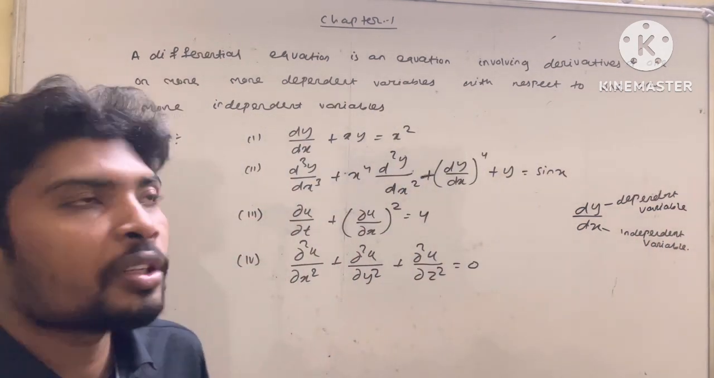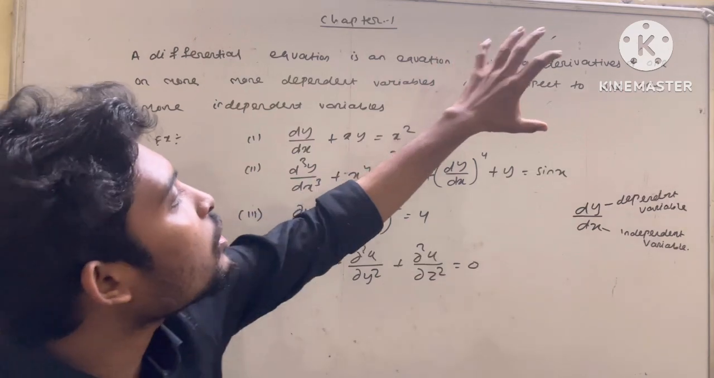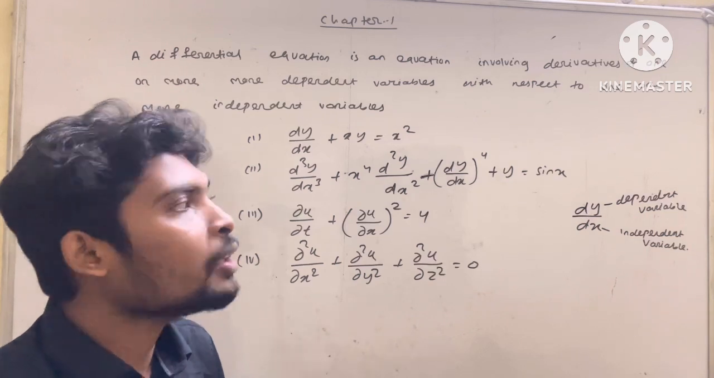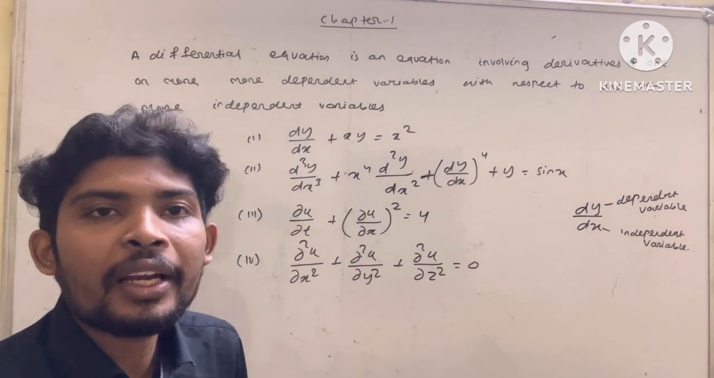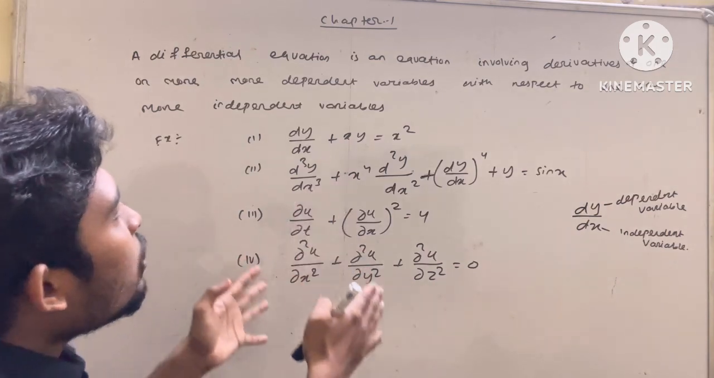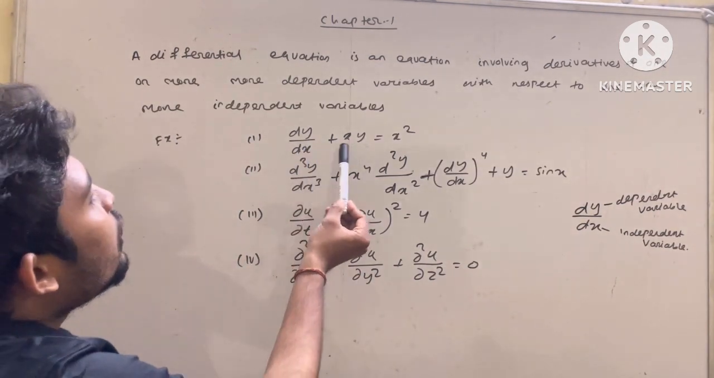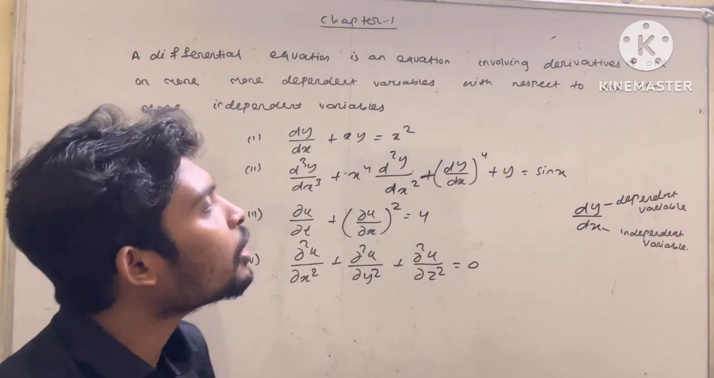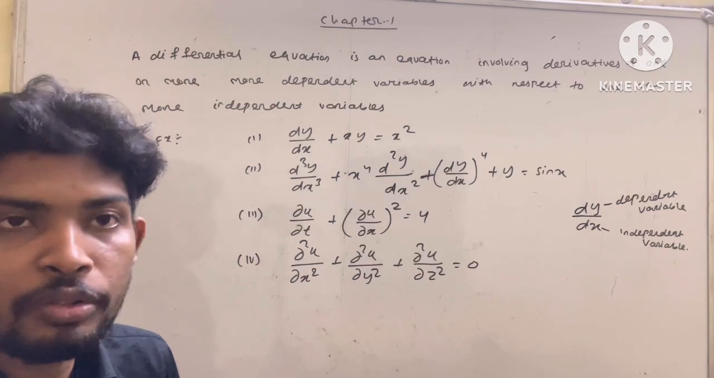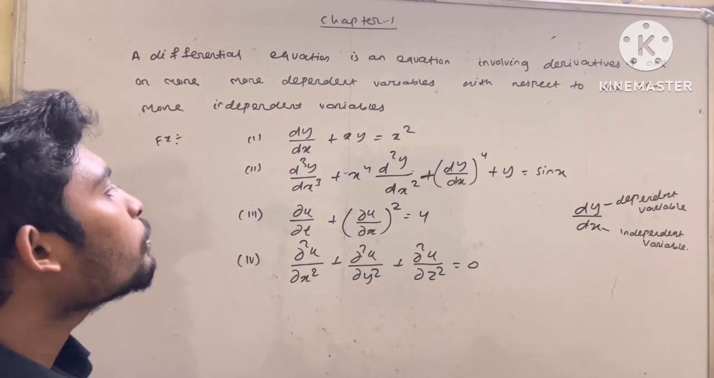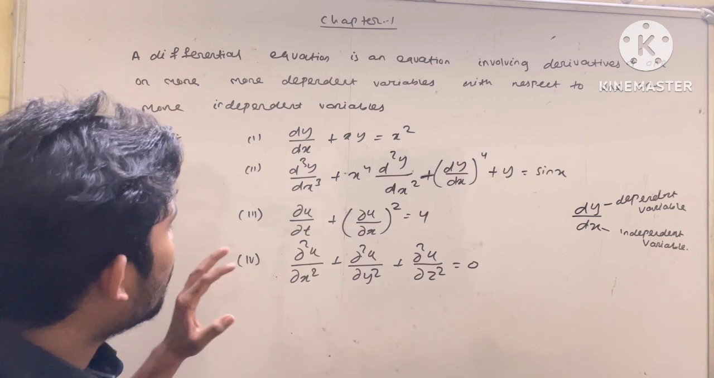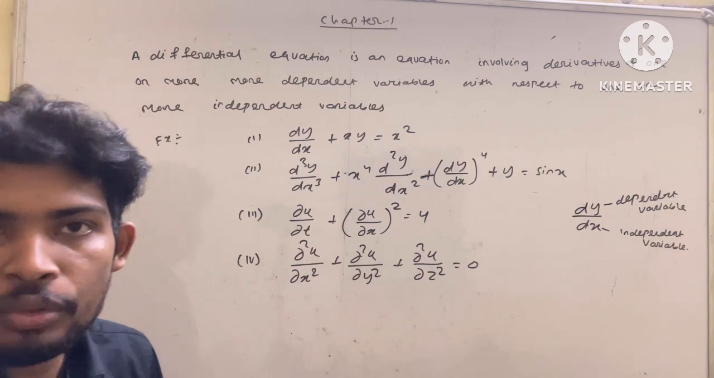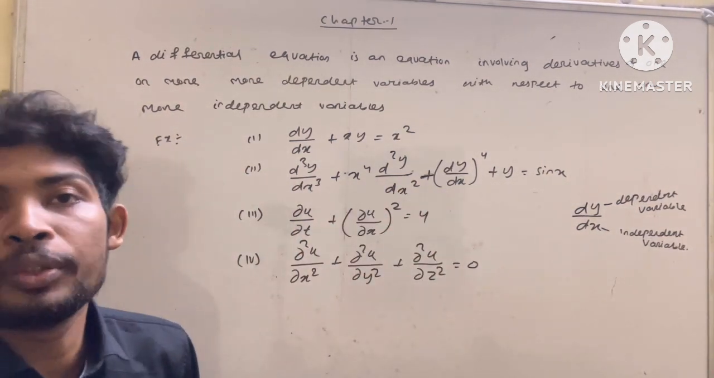So look at the definition of differential equation. A differential equation is an equation involving derivatives of one or more dependent variables with respect to one or more independent variables. Here y is the dependent variable and x is the independent variable. Look at the examples. The first example is dy by dx plus xy equals x squared. The second is d cube y by dx cube plus x to the power 4 times d square y by dx square, plus dy by dx to the power 4, plus y equals sin x. The third example is del u by del t plus del u by del x whole squared equals 4. And the fourth example is del square u by del x square plus del square u by del y square plus del square u by del z square equals 0. So these are examples of differential equations.